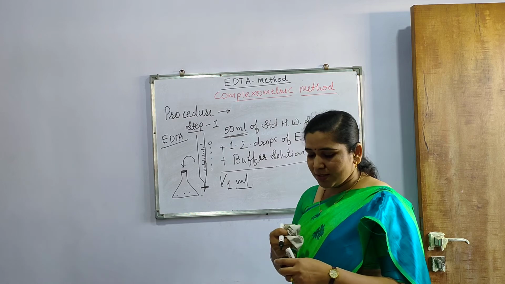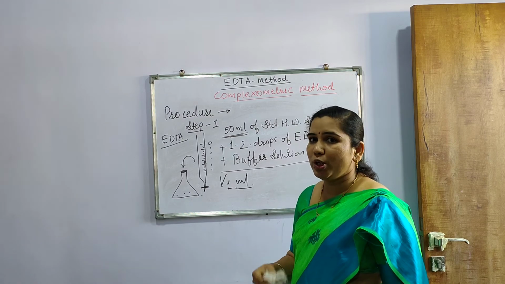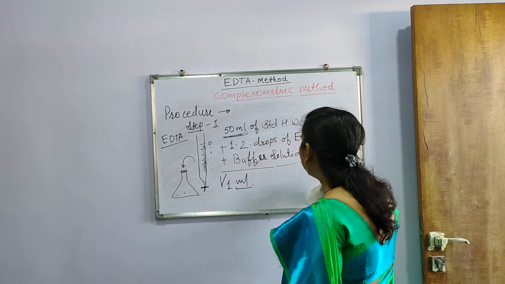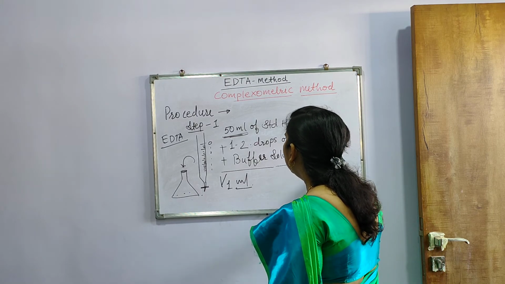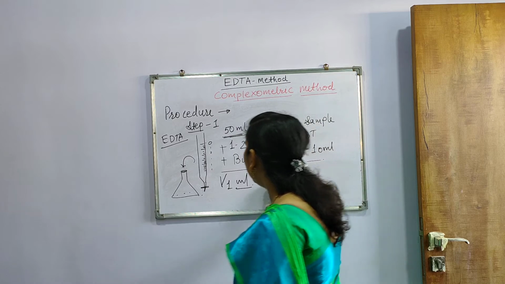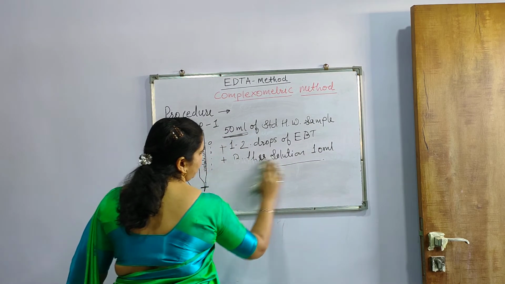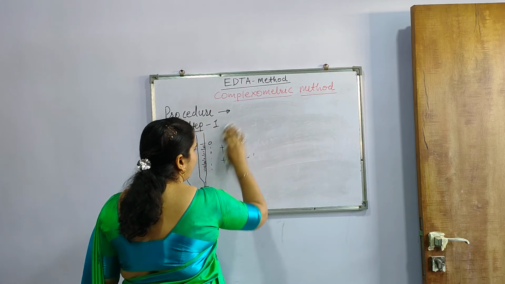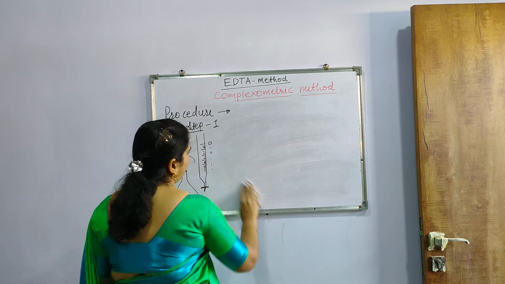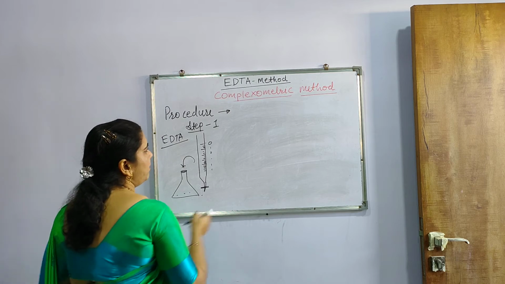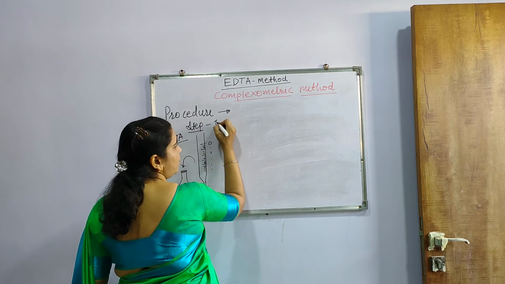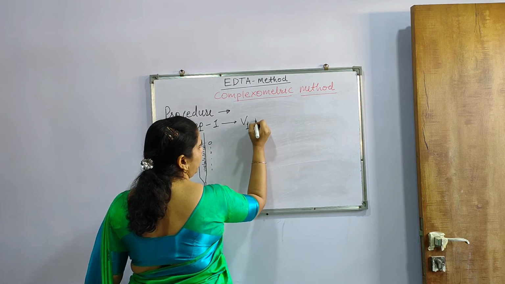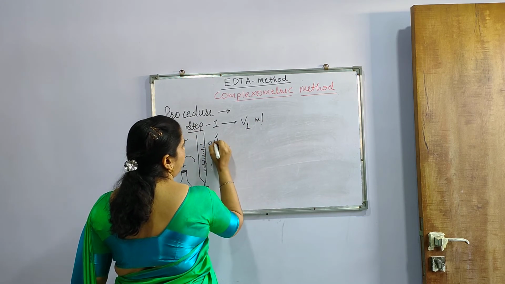Once this procedure has been understood by you, it will be very easy to understand the next procedure, because it is one and the same. Simply here we have used a standard hard water sample. In the next we have to use, instead of standard, a sample water or unknown hard water sample. So this was step 1, in which we got the volume of EDTA V1 ml. Now step 2.